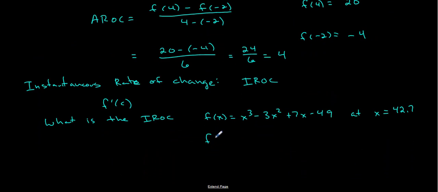F prime was 3x squared minus 6x plus 7. So then f prime of 42.7 is equal to, go ahead and use your calculator if you want to on that one. And what do we always go to? At least 3, right? At least 3. Truncate or round. You can use more if you want. It's up to you. Jack, what do you got? 5,220. Like that?